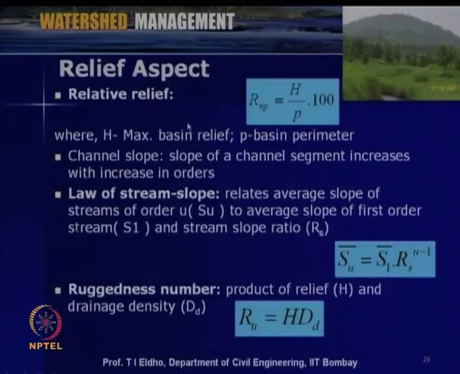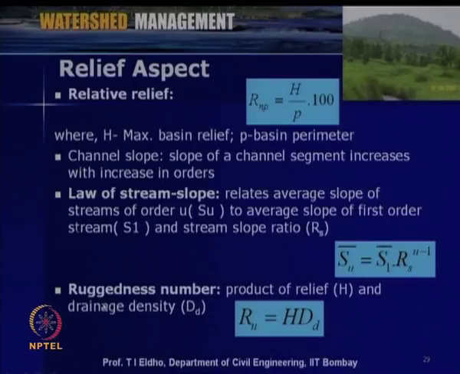Then also, as we defined earlier, we can have a relative relief. That is H by P into 100, where H is the maximum basin relief and P is the basin perimeter. And then, according to the elevation, the channel slope we also have to consider, as the slope of a channel segment increases with increase in order. We can combine the law of stream slopes like this. It relates the average slope of streams of order u to the average slope of first order streams and the stream slope ratio. So, S u bar is equal to S 1 bar into R s to the power u minus 1.